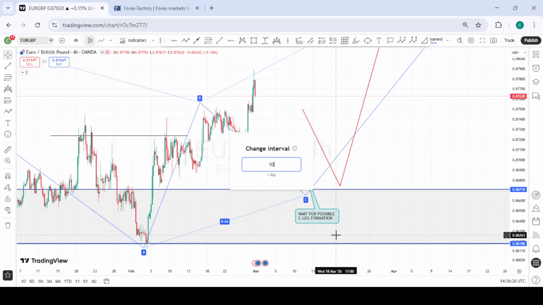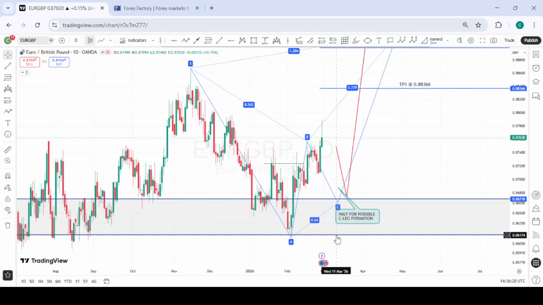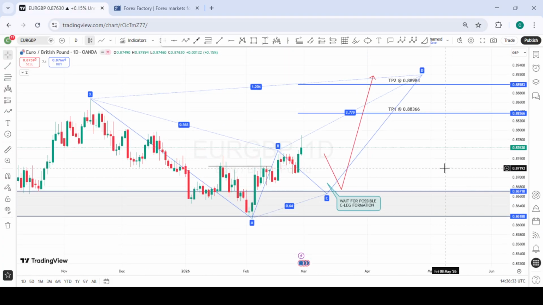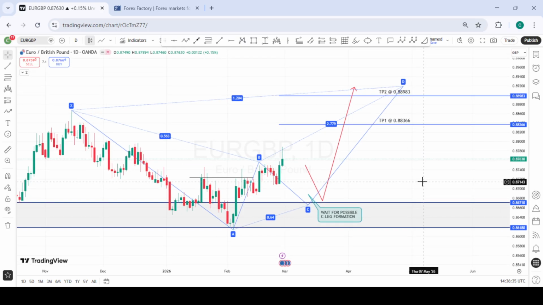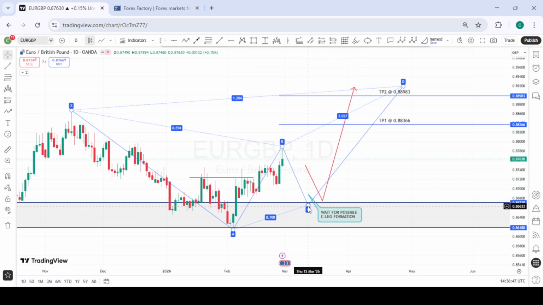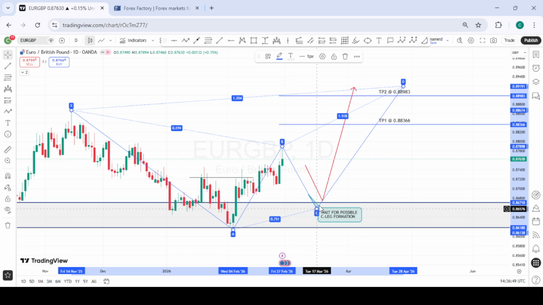This is EURGBP. Last week we were anticipating a possible C-leg formation to give us a continuation of a potential harmonic pattern, and as we can see, we have still yet to see the C-leg form. The B leg is still playing out, so we'll just be patient to wait for the C leg formation.